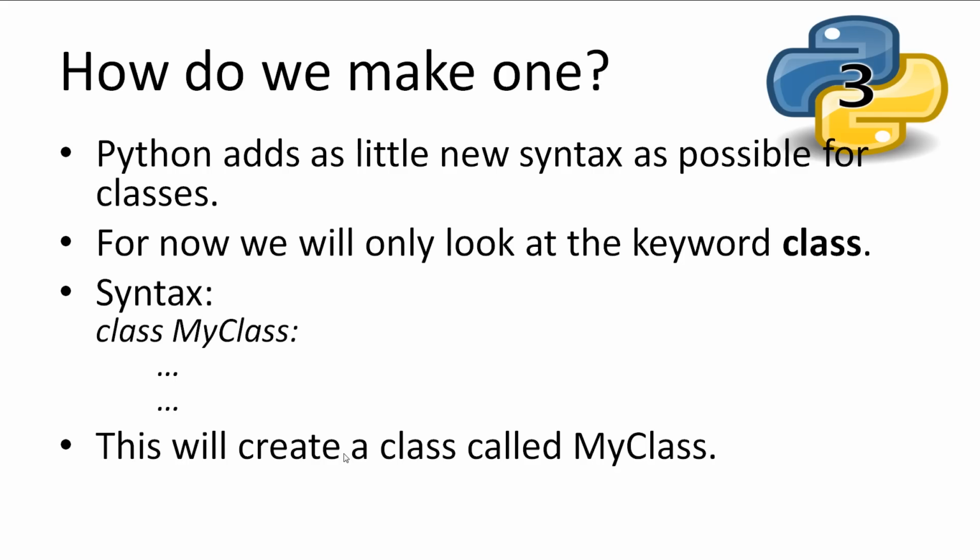So how do we create a class? Python makes it easy to create classes, adding as little new syntax as possible. For now, we only have to look at one keyword, which is the class keyword. To define a class, we use the syntax class and then our class name. So in this example, class MyClass, colon, and then we put our code inside of MyClass. So this will create a class called MyClass.